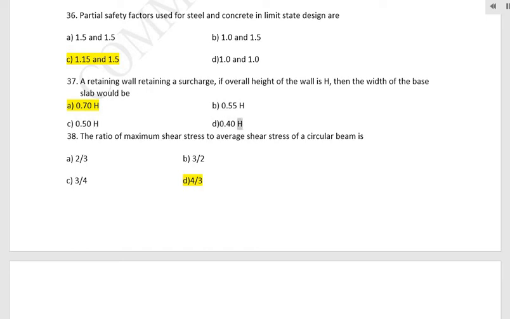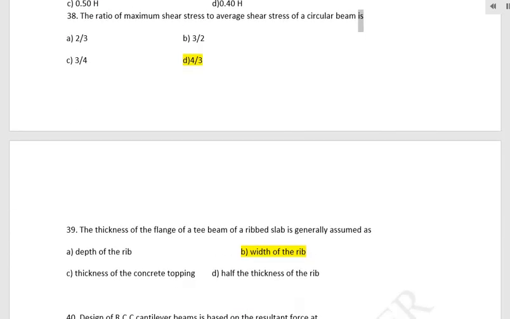The ratio of maximum shear stress to average shear stress of a circular beam is: A. 2/3. B. 3/2. C. 3/4. D. 4/3.